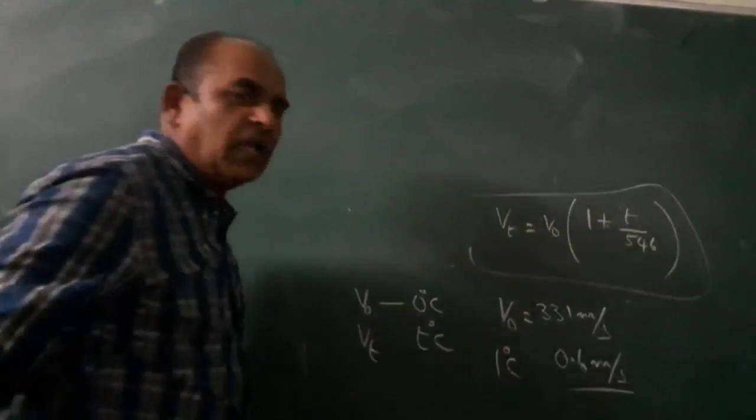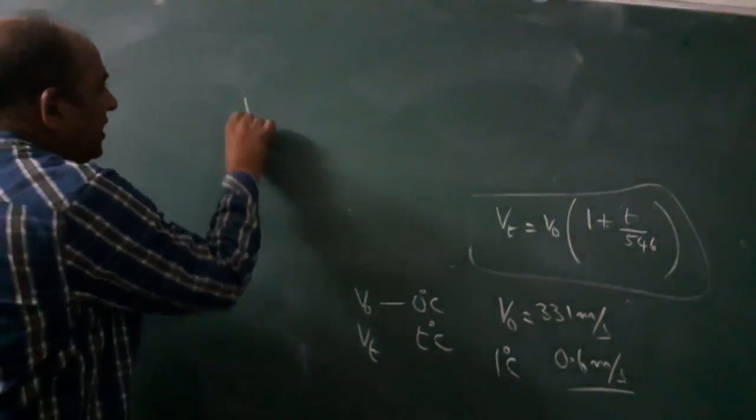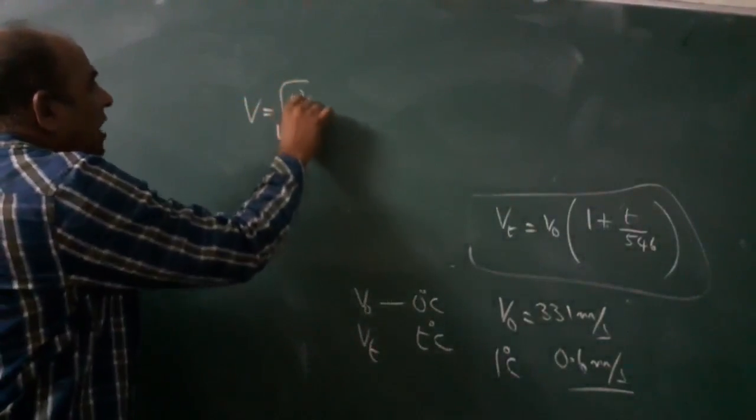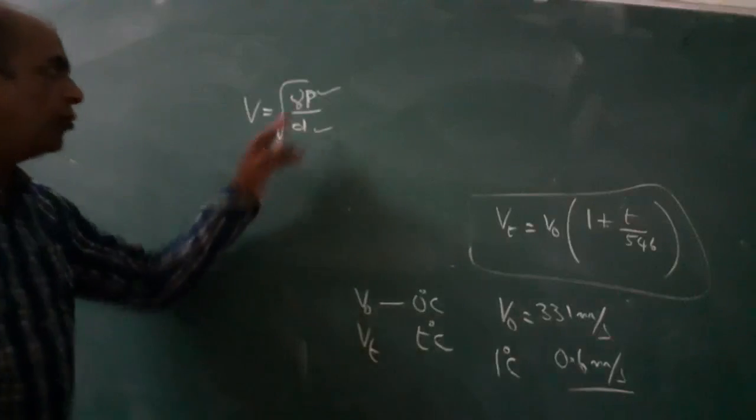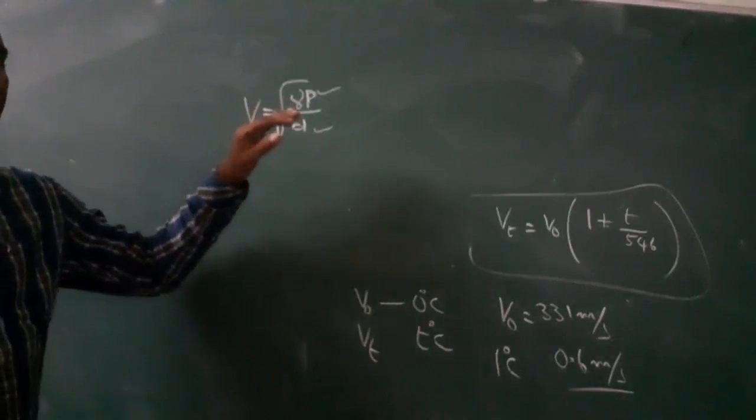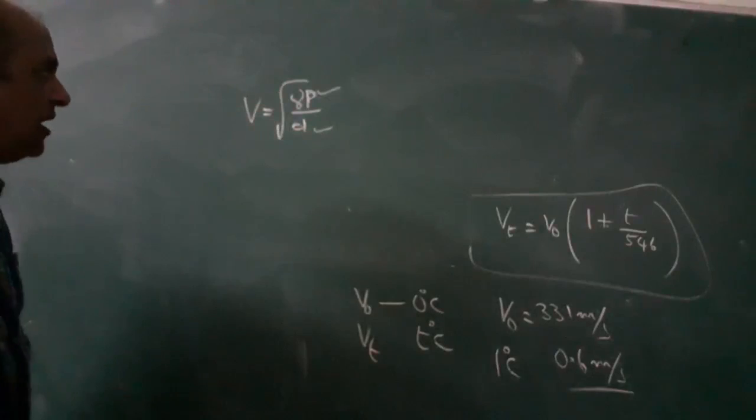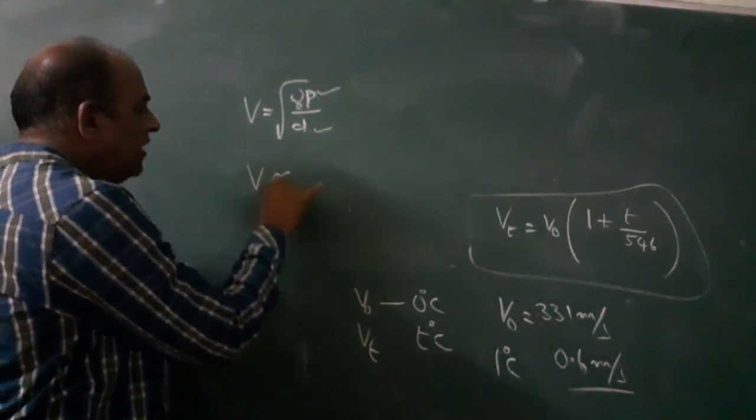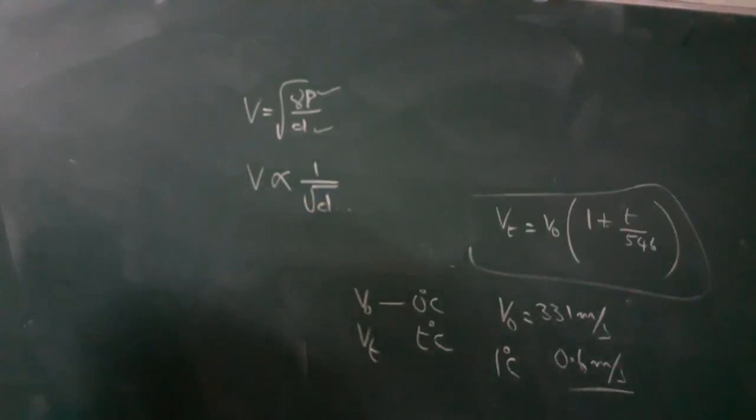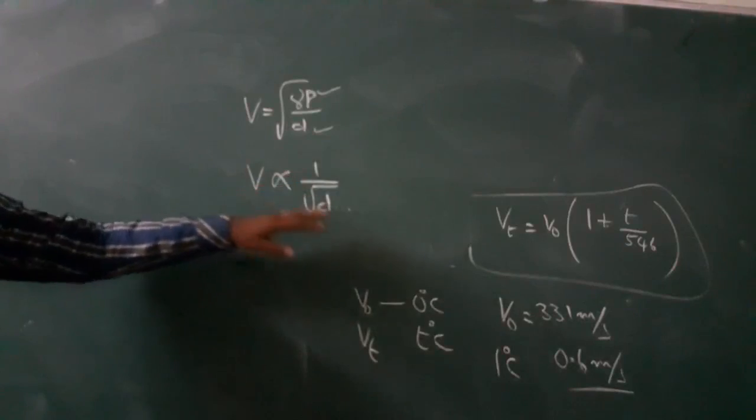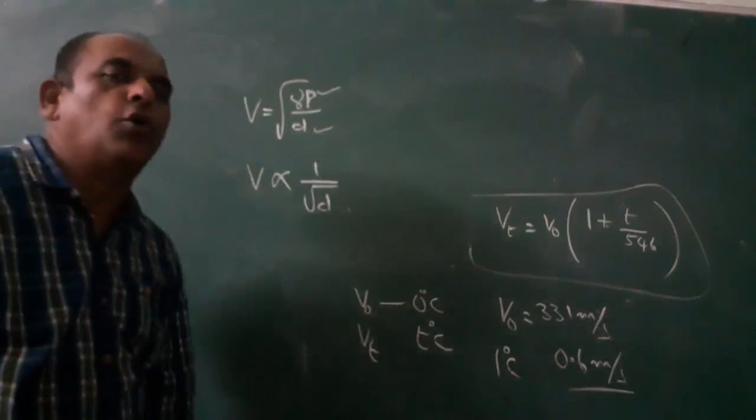And velocity of sound in gases is independent of pressure, because in root of gamma P by D, if P increases, D also increases. So P by D is constant, so velocity of sound is independent of pressure. At a constant pressure, velocity of sound is inversely proportional to the square root of the density of the medium. If density is less, velocity of sound will be more.